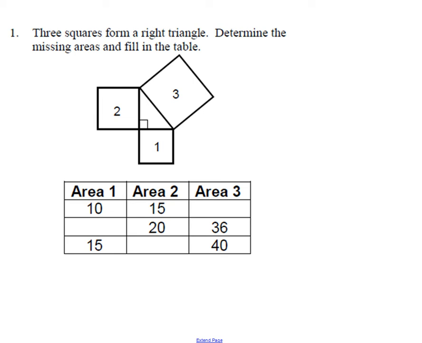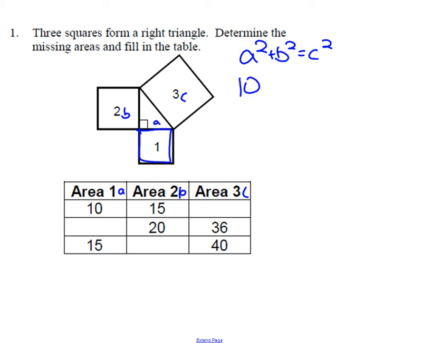We're going over this. So 3 squares form a right triangle. Find the missing areas and fill in the table. Remember we said we have a formula that says a squared plus b squared is c squared. Well, if it gives us the area of this, and we called this side a, then what is the area of this square? Would be a squared, correct? So if we were to label 1 as a, 2 as b, and 3 as c, we could say that this area is just a squared, right?